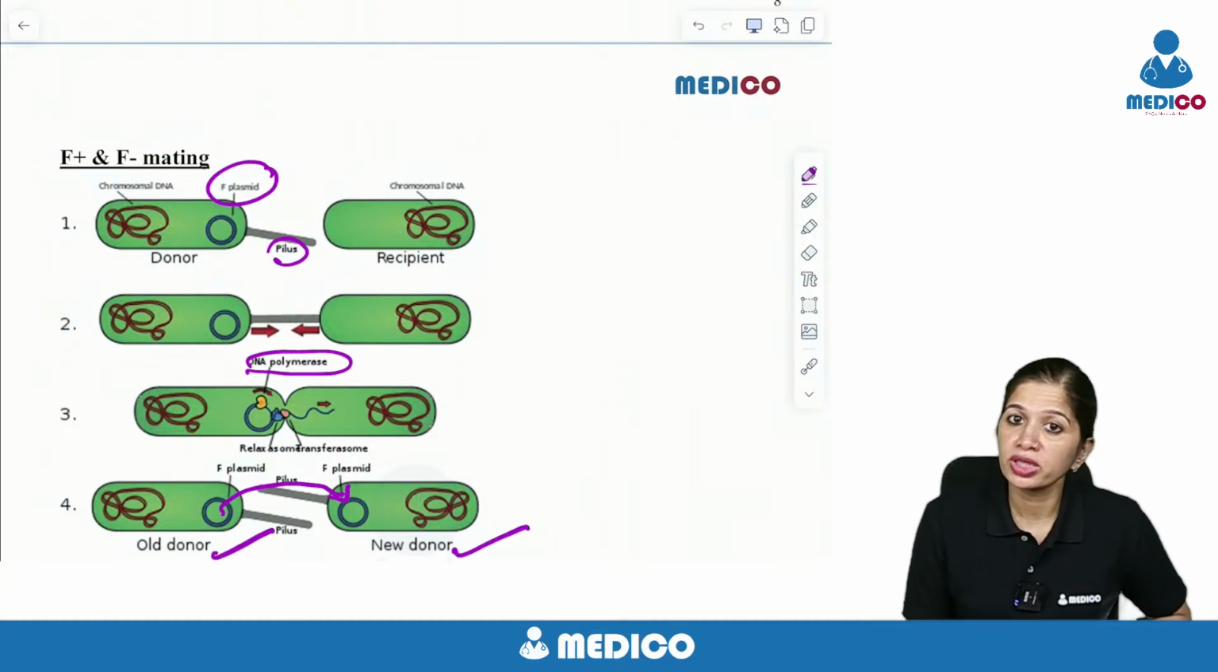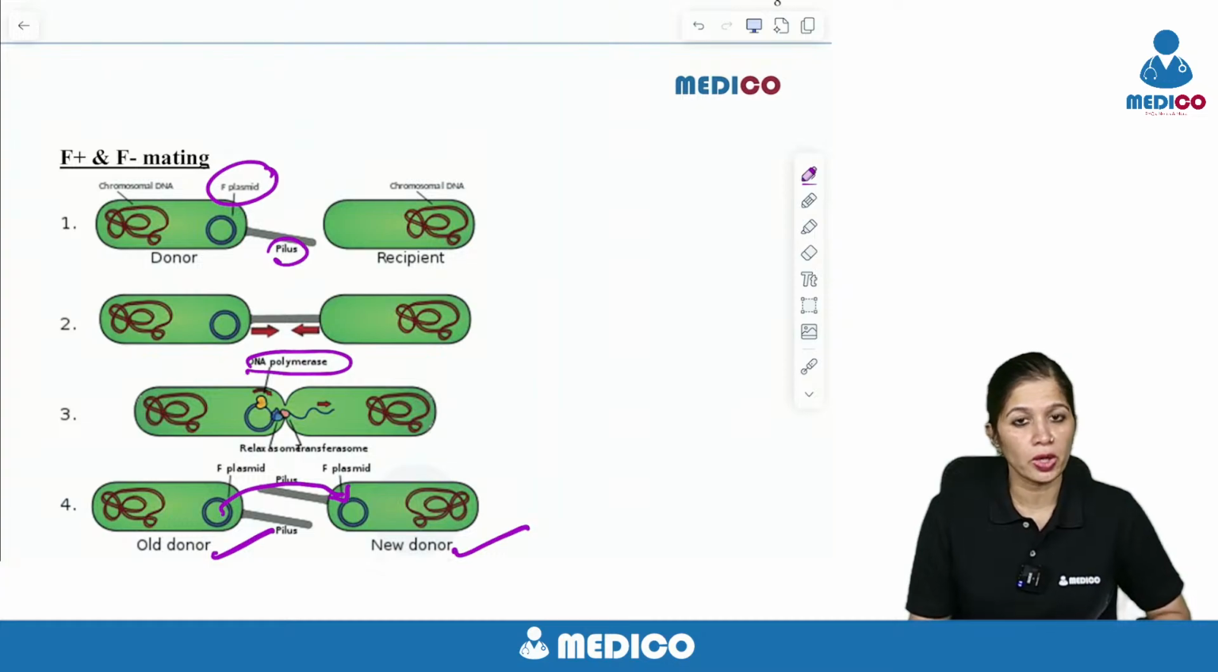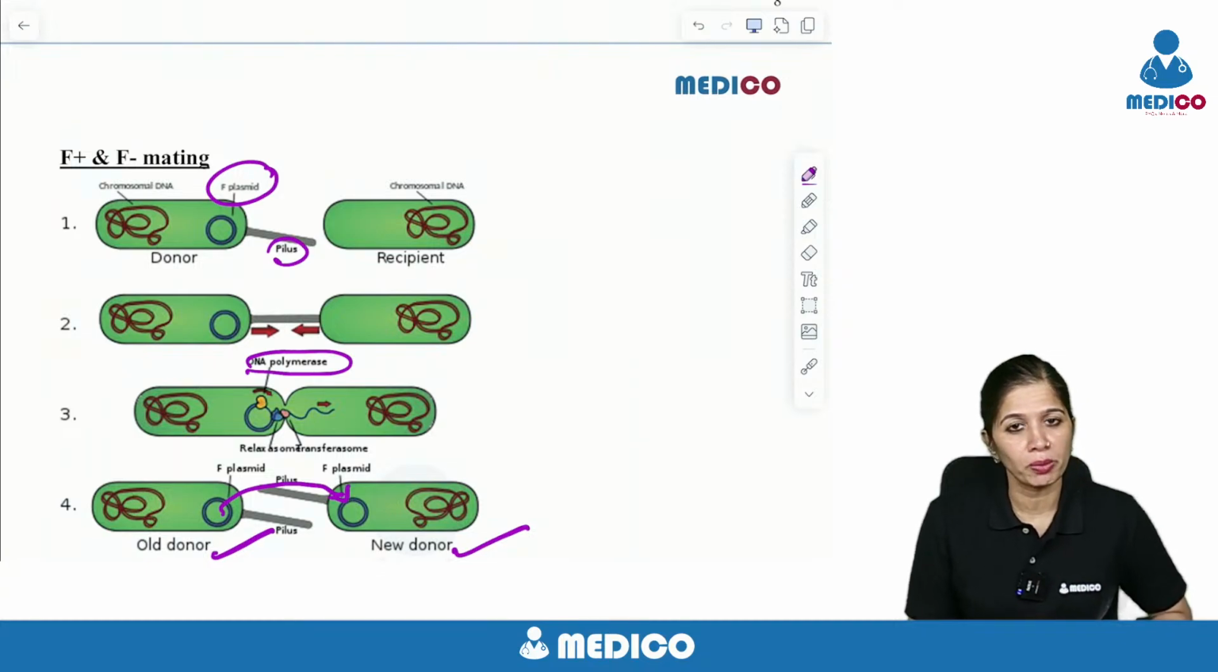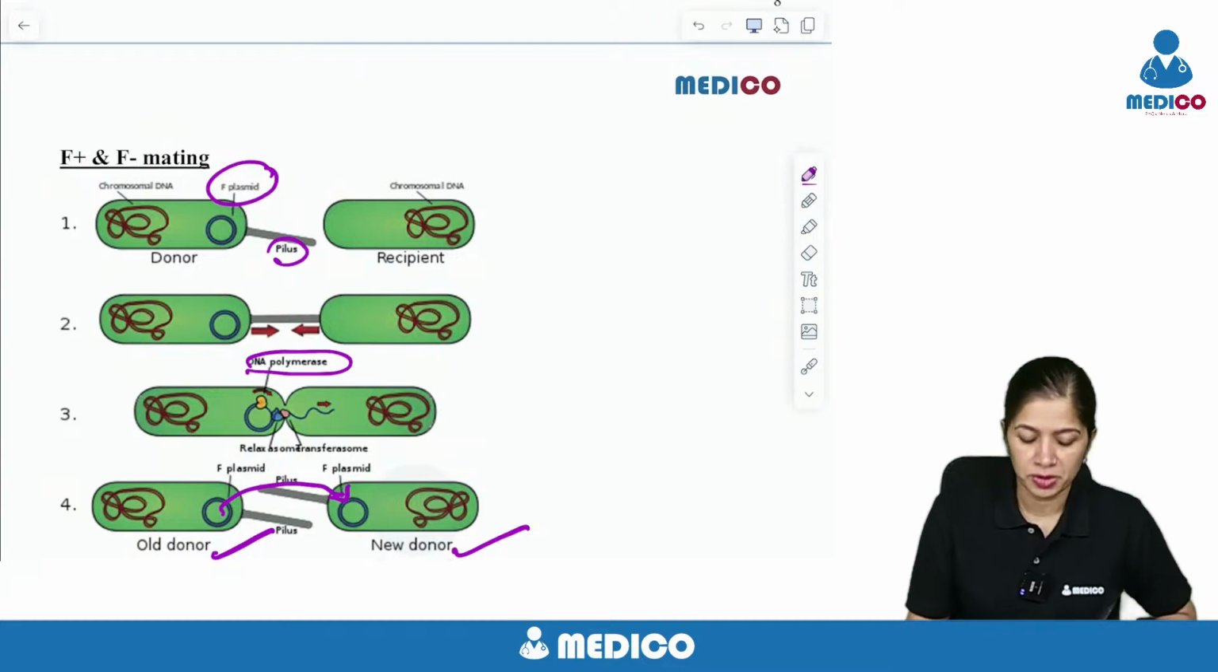Now, both of them look the same, right? So, there is no difference. I hope you guys have understood this very clearly. This is the F plus F minus mating, which you commonly call conjugation. Now, there are some other types also.